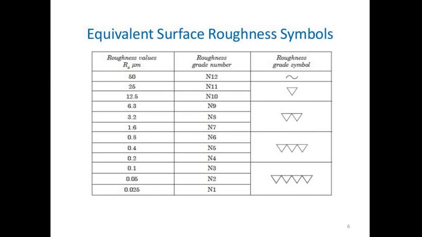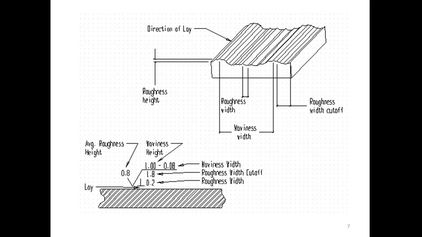Then 0.1, 0.05 and 0.025. For 0.1 micron, grade number is N3. For 0.05 micron, grade number N2. Similarly, for 0.025 micron, grade number N1 and is shown by 4 triangle, that is super finishing processes.